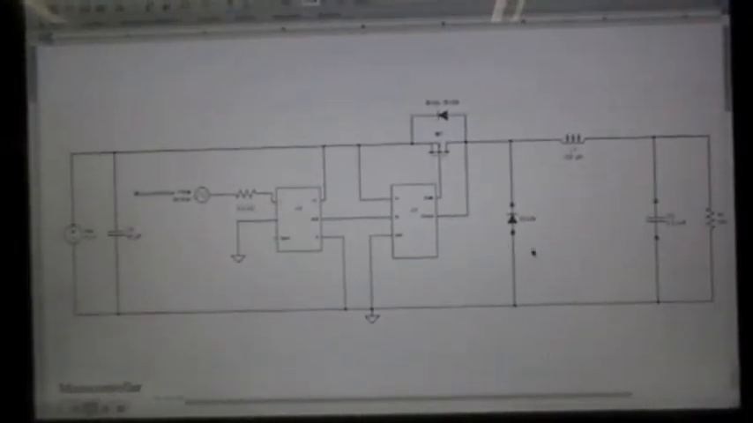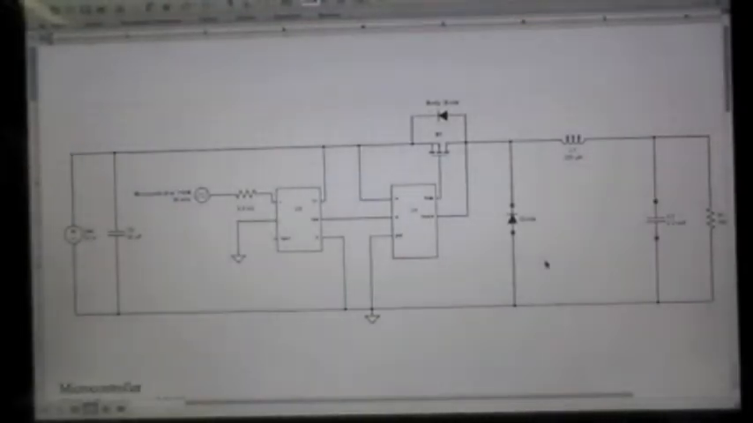The specifications we needed for this project were to have an efficiency greater than 60%. We have to have an output power up to 4.5 watts and an output ripple of less than 2%. We did this by increasing the size of the capacitor to reduce the ripple. Our ripple turned out to be less than 1%, significantly less than 1%.